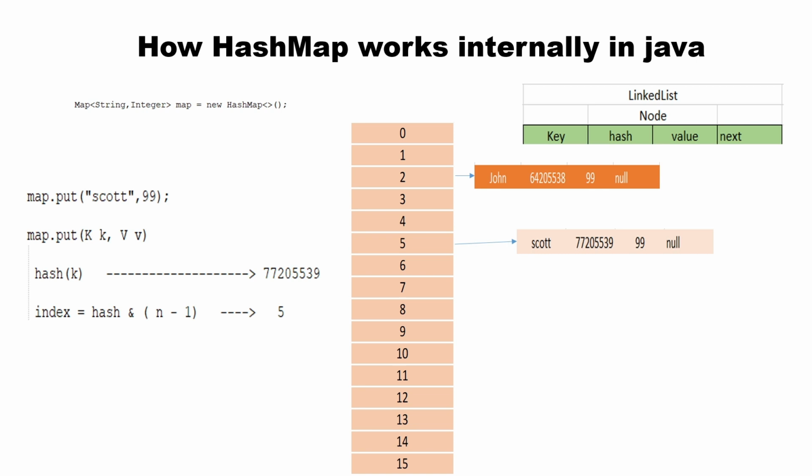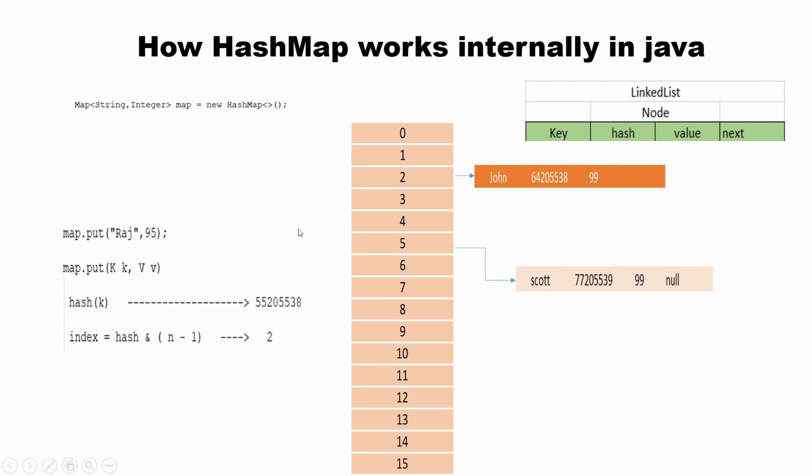And let's try to add one more entry. This time we are passing the key as Raj and value is 99. Again, when this put function is called, it internally calls the hashing function, takes the key as an argument and generates the hash value.